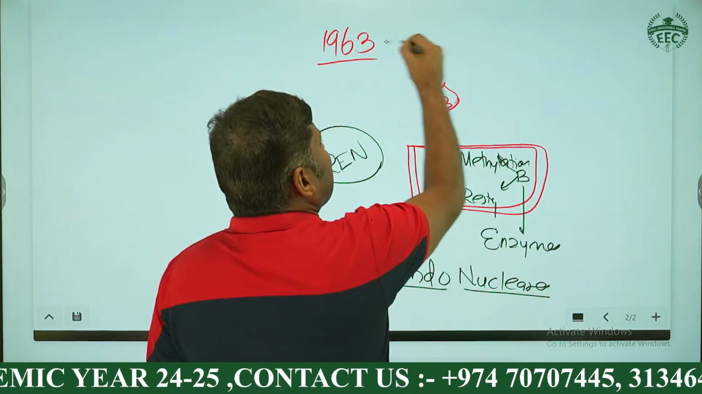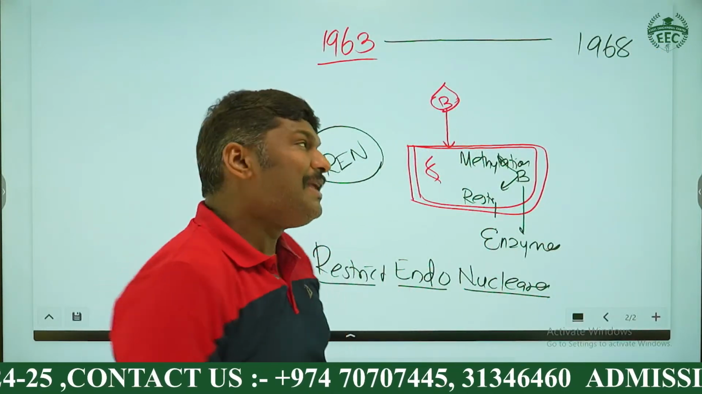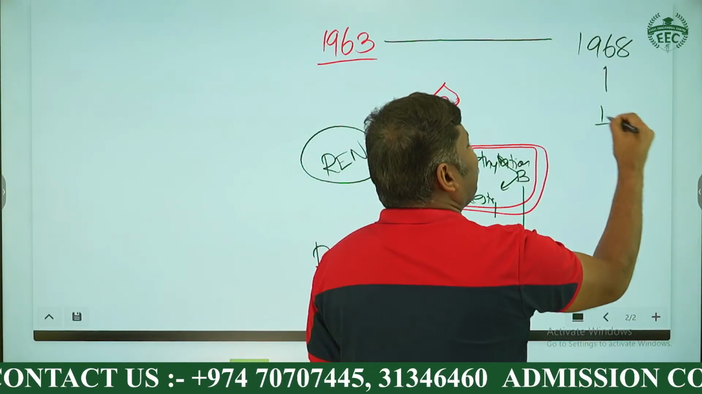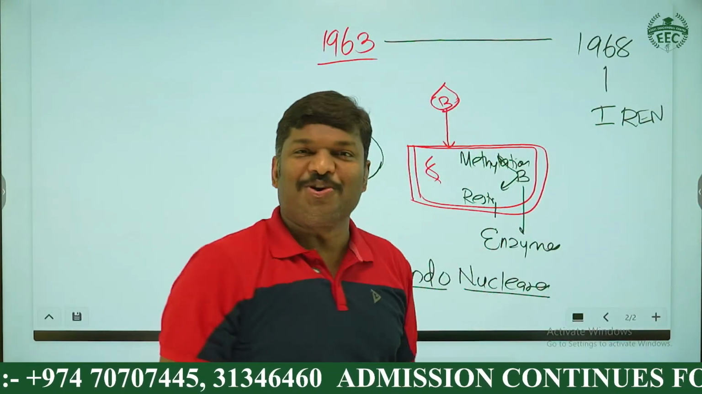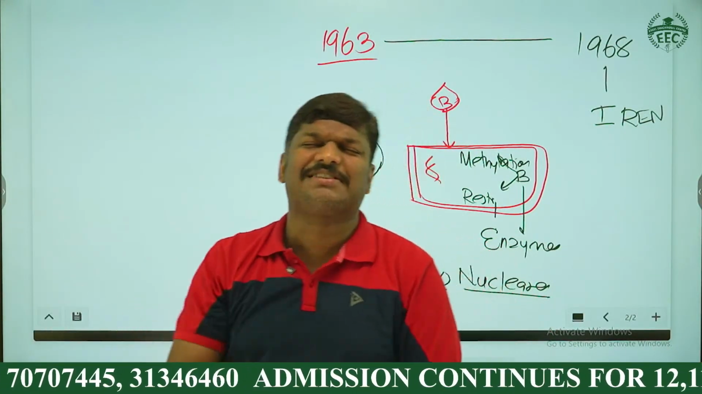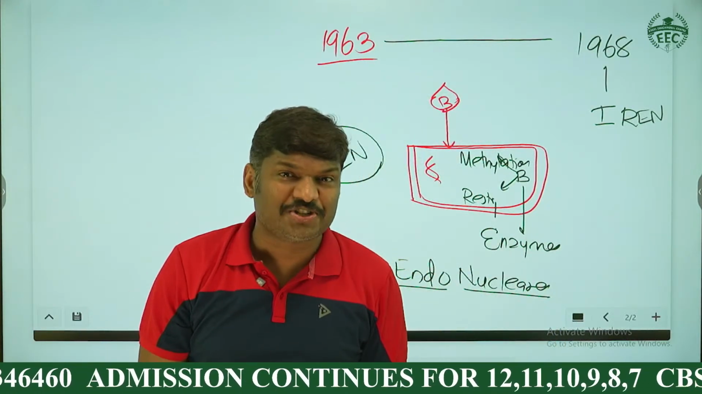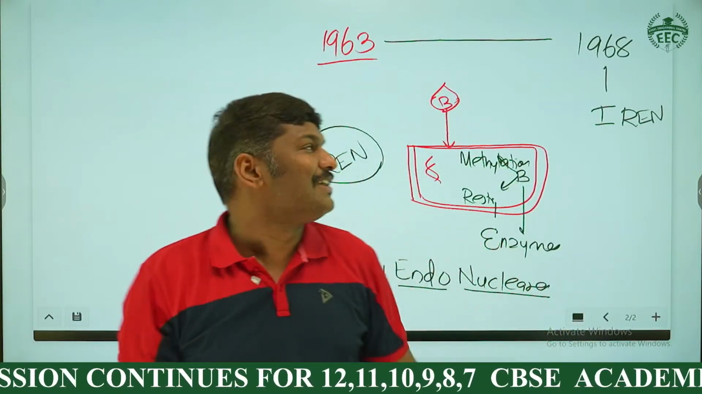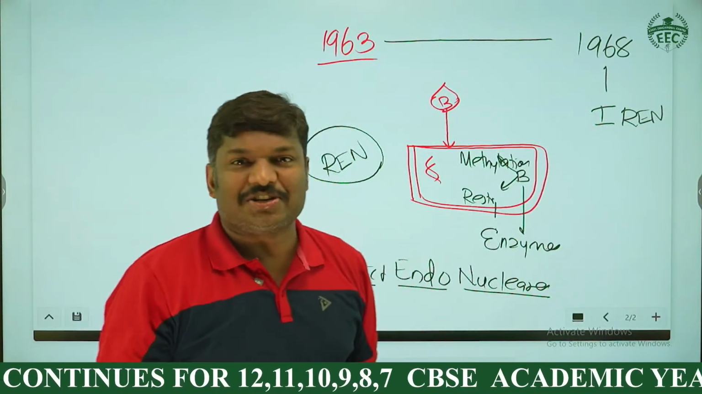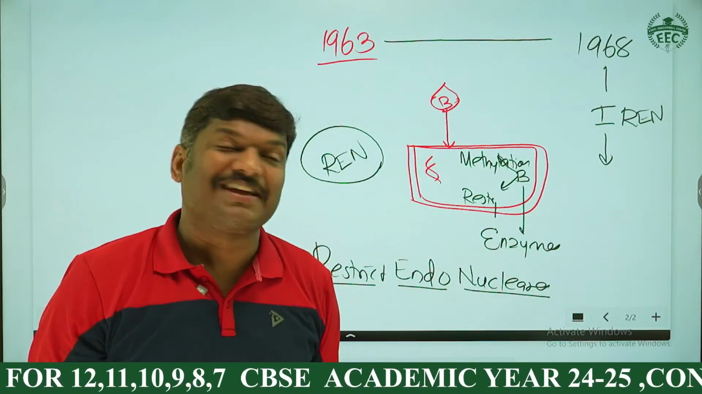And after 5 years, my dear students, in 1968, you can see the first REN, the first restriction endonuclease, the first molecular scissors, the first chemical knife. These are the other terms given for restriction endonuclease. Molecular scissors or chemical knife, you can see, and that is what we call the first restriction endonuclease. What is the first restriction endonuclease discovered in 1968?